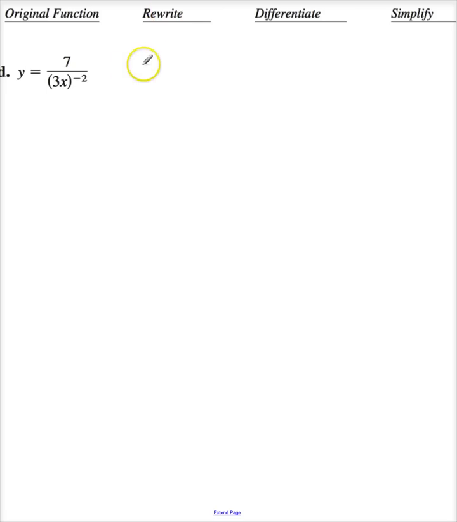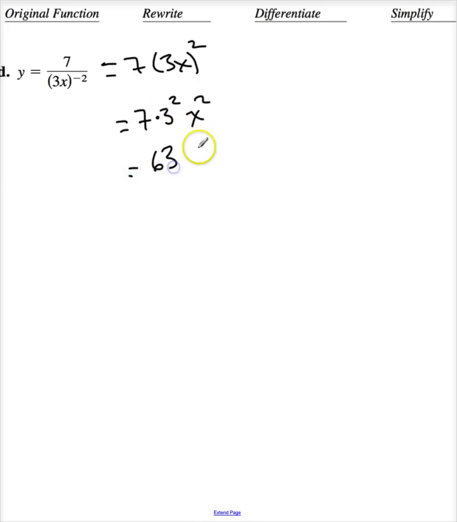Now, this one, same situation. This whole thing is to the negative 2 power, so I'm going to rewrite this and bring the whole thing up. And now I'm going to factor this constant out here. So this is 7 times 3 squared times x squared. So this is 7 times 9, which is 63, x squared. So that's all rewriting. So now I'm going to take the derivative. Y prime is 63 times 2x. Simplify this. Y prime is 126x.